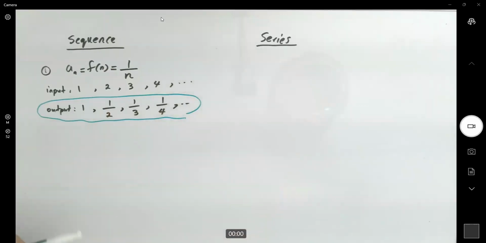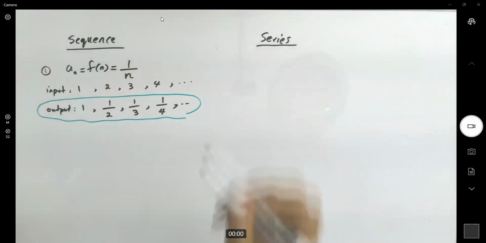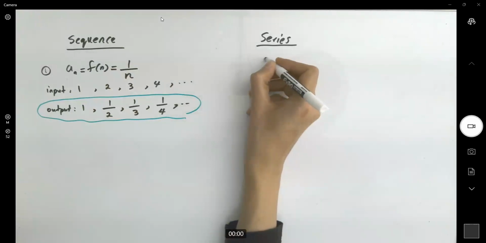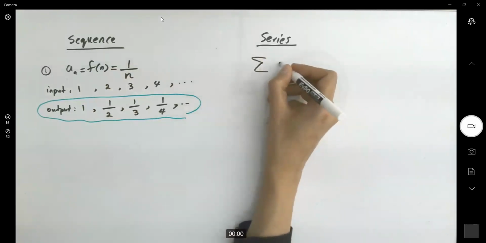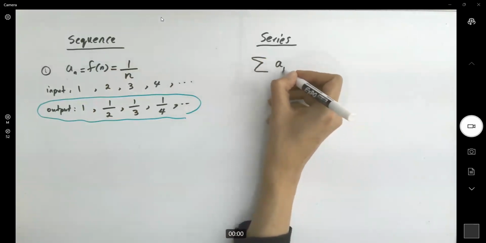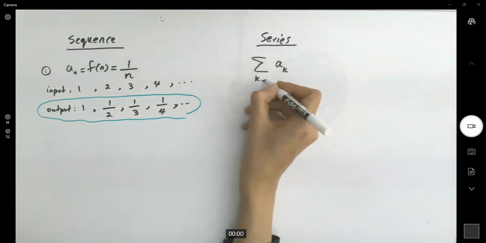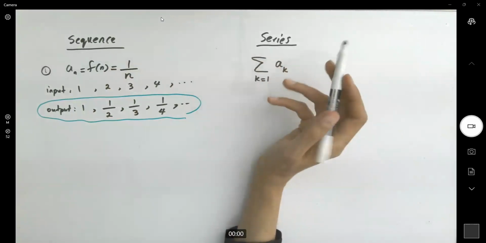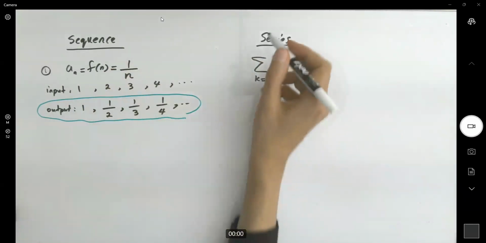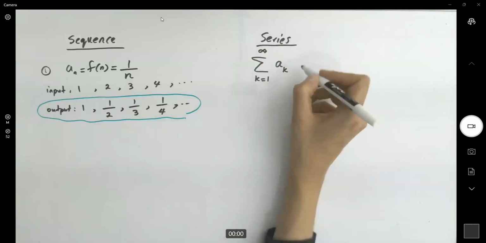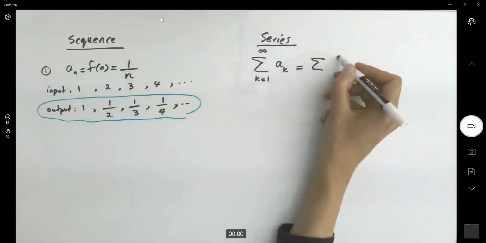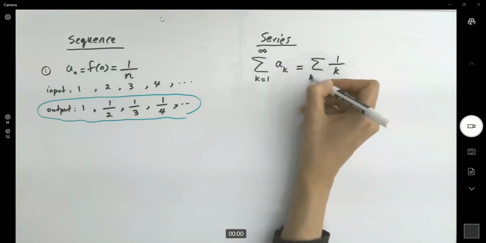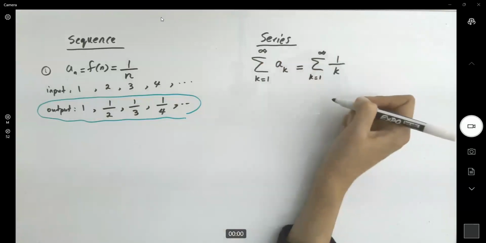But if I want to form a series using this sequence, for a series you're going to use summation notation, and you're going to write down A sub k. K starts from 1, and suppose I want to continue to infinity. I'm not going to stop. So this is going to be the summation. What is A sub k? It is 1 over k. K starts from 1, goes to infinity.